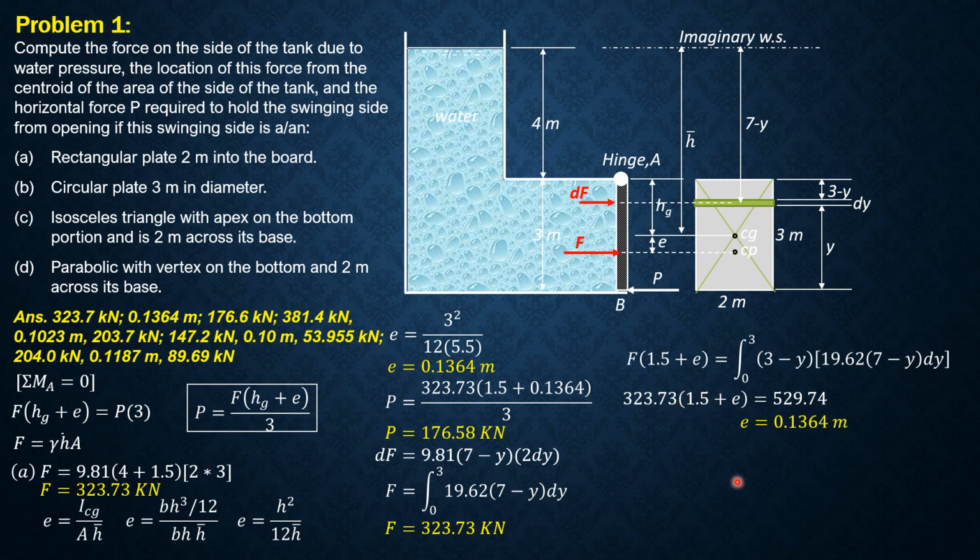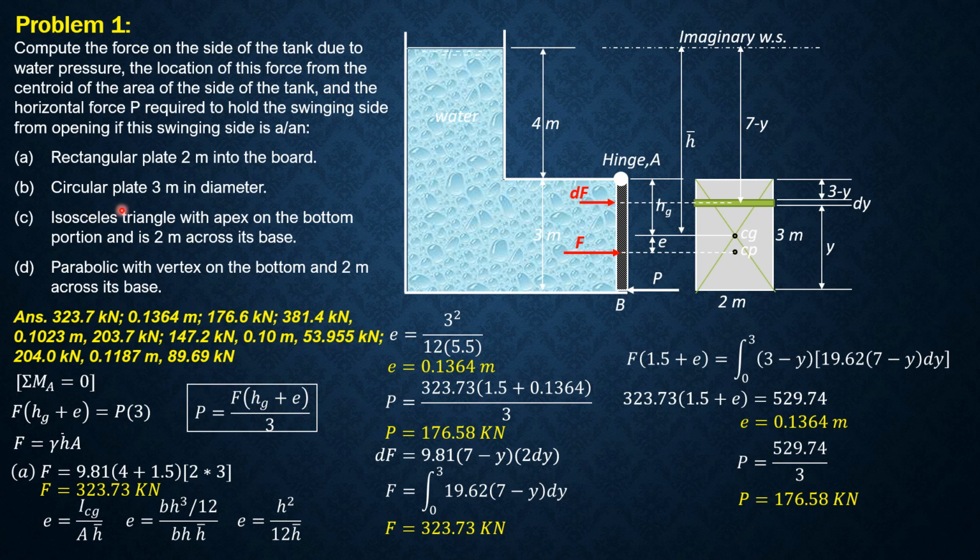So E is 0.1364 meters, as in the original answer. And finally, P is 529.74, that's the value in the numerator here, divided by 3. So P is 176.58 kilonewtons. So that's it for this case. I presented it in two ways so that you will have two ways also to analyze this problem.